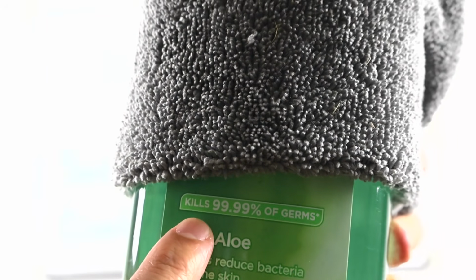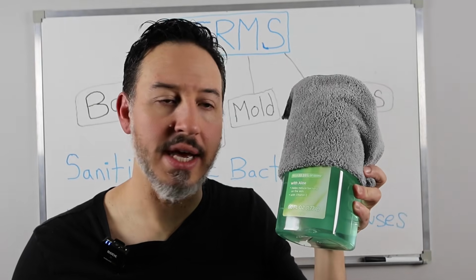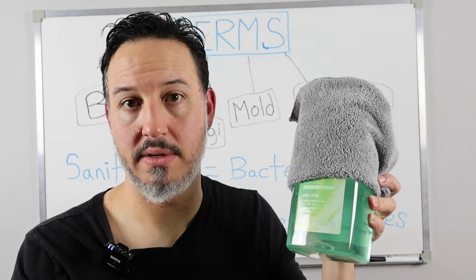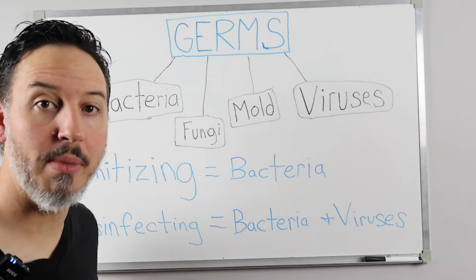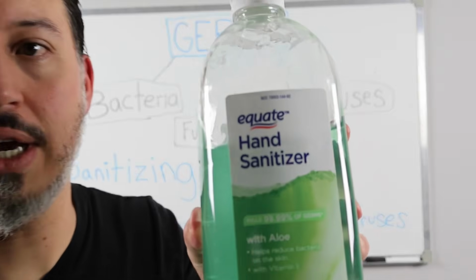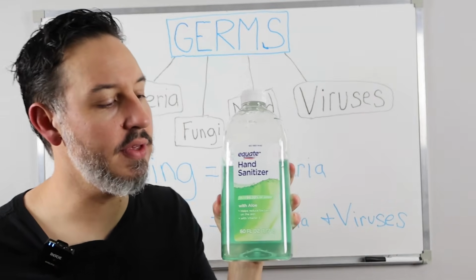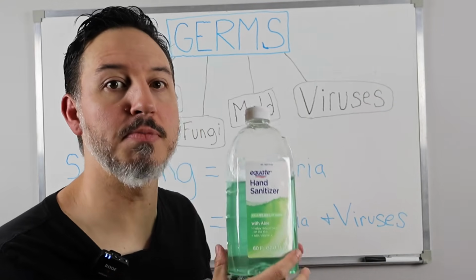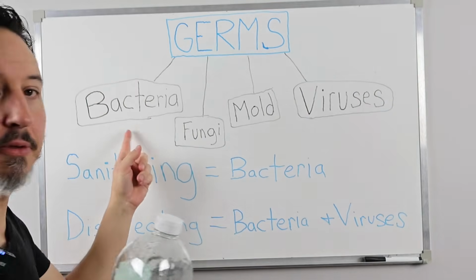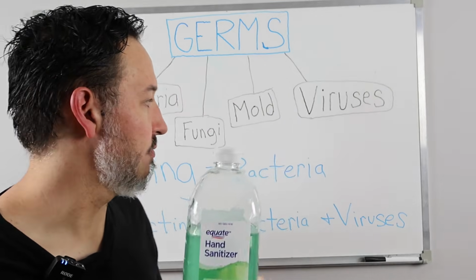What is this? It says it kills 99.99% of germs. So is this hand sanitizer or is it a disinfectant? Well, we don't know. We need more information. Now check it out. Hand sanitizer. So that tells you right there that this kills 99.9% of germs, but specifically bacteria. This is a sanitizer. It's completely ineffective against viruses.